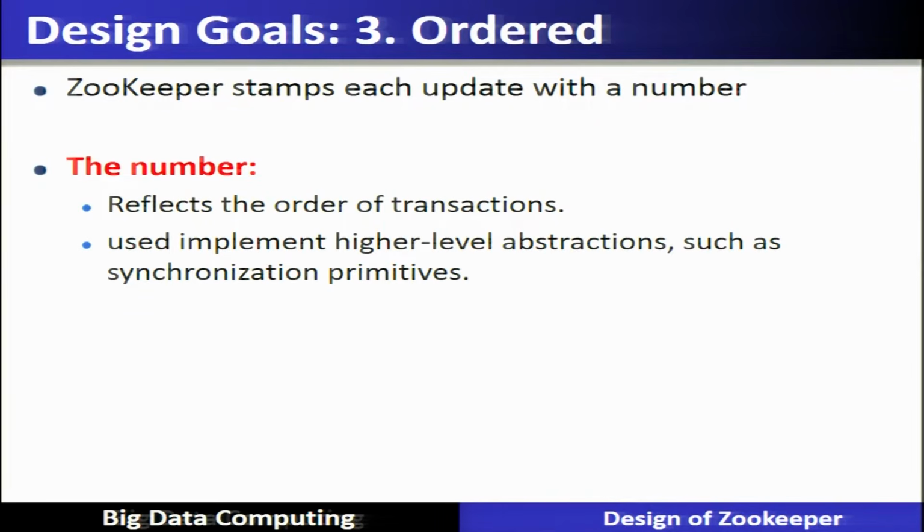The third important goal of Zookeeper is about ordering. The Zookeeper will timestamp each update with a number. The number reflects the order of the transactions, and it is used to implement high-level abstractions such as synchronization primitives. We will see this aspect in more detail in the further slides.